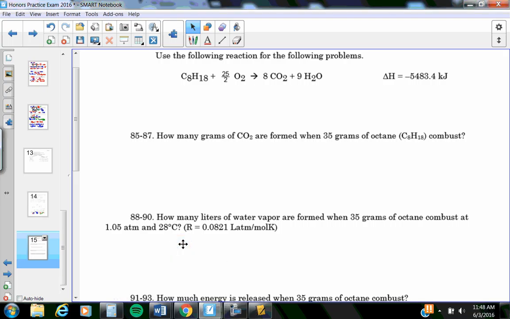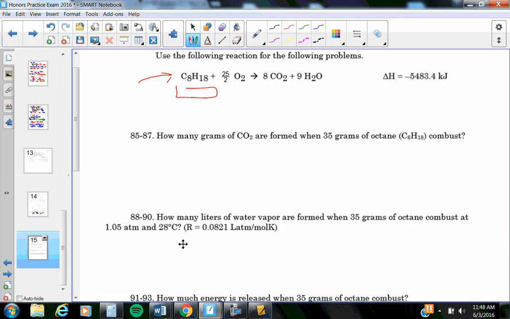Last page. On this page, you might want to consider making the entire BCA table. The reason is that this one balanced reaction that's already up there is going to apply to the next three sets of problems. They're going to ask you a little bit about two of the products and also about the amount of heat. So you might want to just consider making yourself a BCA table.